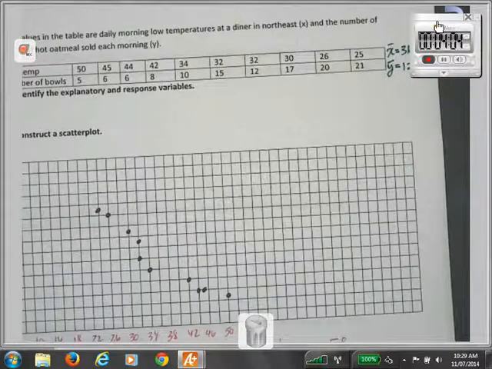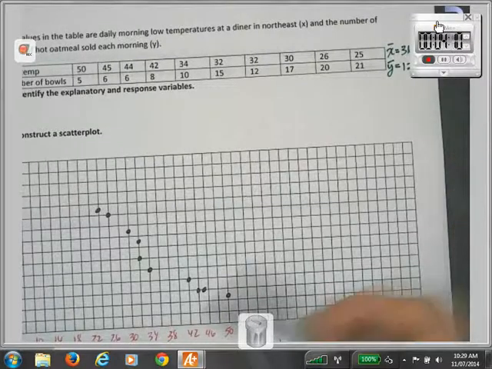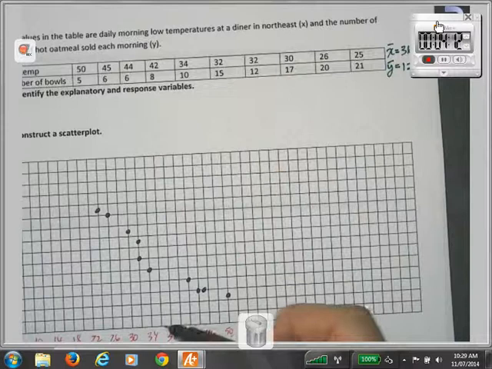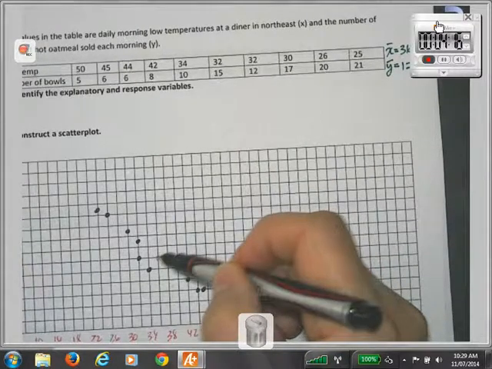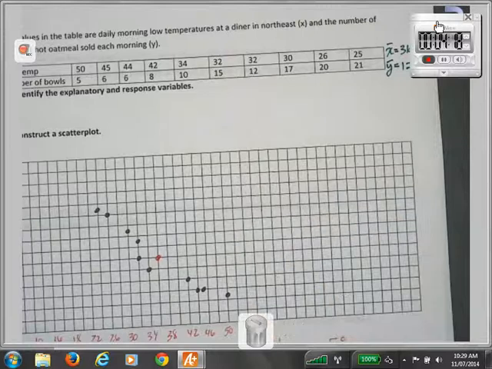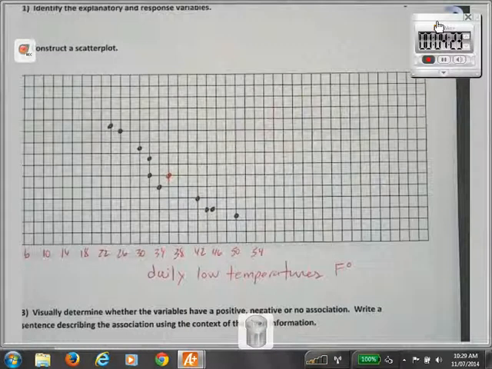Let's see, I'm going to go to red. Okay. 36, 12. So out 36, up 12. Right there. So that's the x bar, y bar point, right in the middle of all those points. The average of the x's and the average of the y's. So it's right smack in the middle.